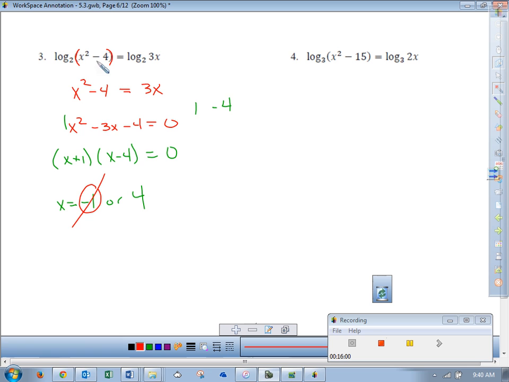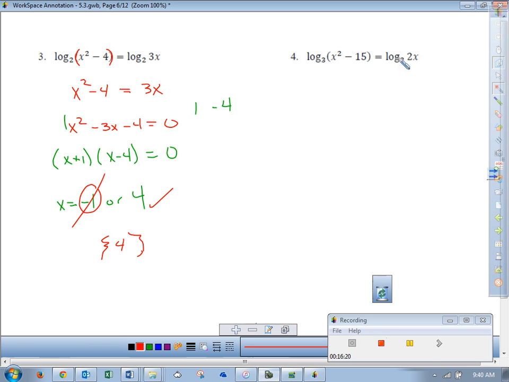If you put 4 in, you get 16 minus 4, which is 12. Cool. If you put 4 in here, you get 3 times 4, which is 12. He checked. The solutions are just 4. -1 is an extraneous answer because it made the argument come out to be negative or 0, one of those two things. This guy, same thing.